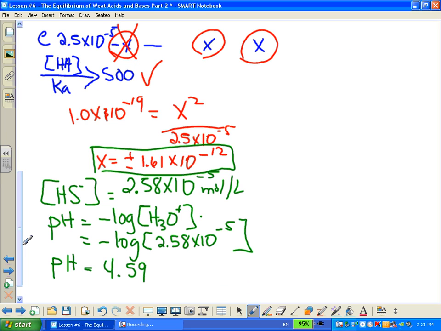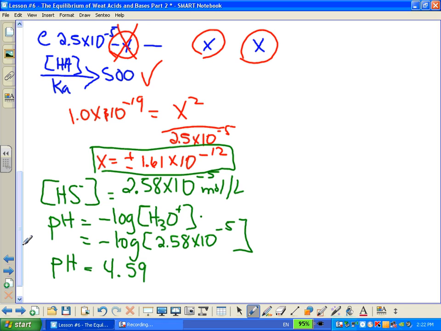Our products are both X at equilibrium. So we're going to put X squared on top, divided by our value of HS minus, which is 2.58 times 10 to the negative 5, and make that equal to our Ka, which we looked up in the back of our textbook. Rearrange it all, substitute, solve for X. You get plus 1.61 times 10 to the negative 12.